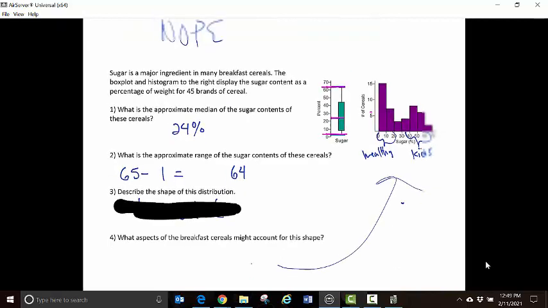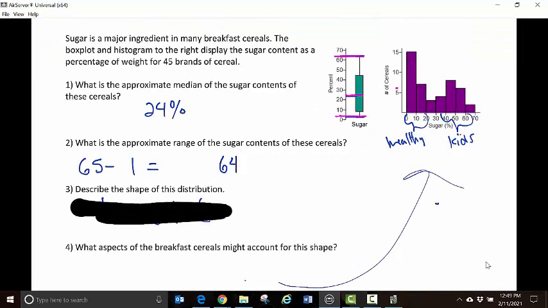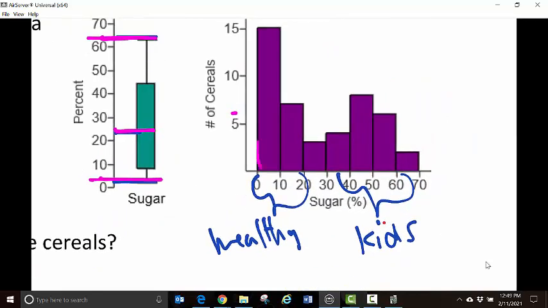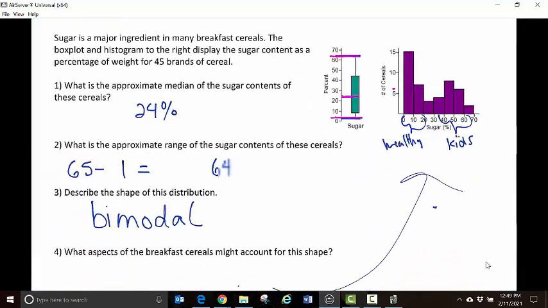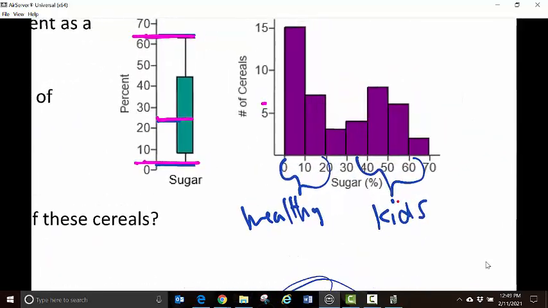Describe the shape of this distribution. Any thoughts? It's not left skewed, or right skewed if you were thinking about it. It wasn't that most of the data was here with some low ones. It's actually bimodal. If you look at it carefully, right? What this is all the healthy cereal. They have very low sugar content. And then this is the fun cereal. So it's bimodal. We've got almost 2 groups of data in there.